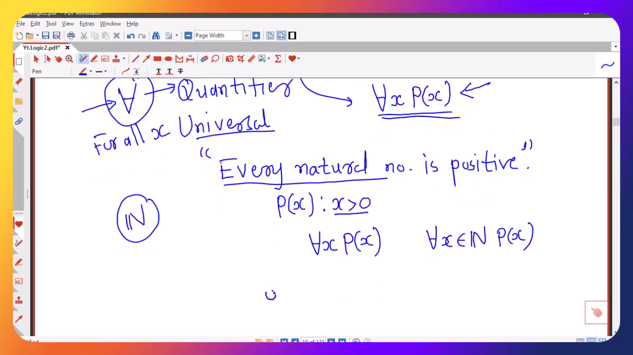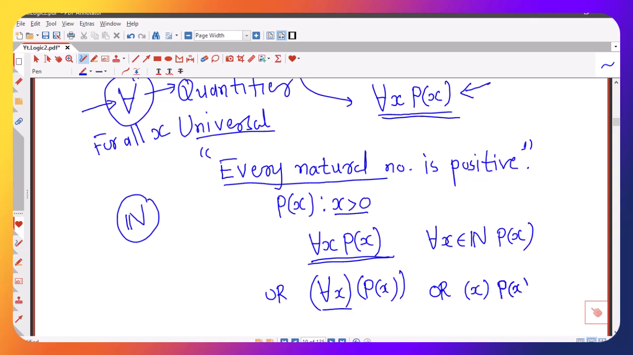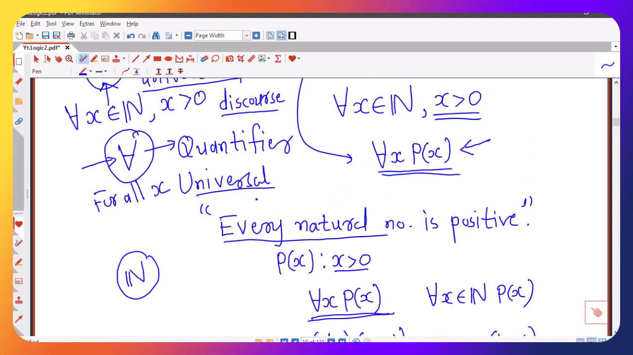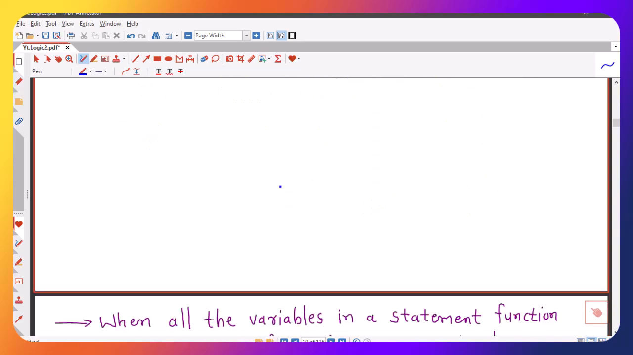Some authors write in this way also. They write for every x in brackets and this also in brackets. So some authors are using brackets, some authors are not using brackets. They write simply in this way. Some authors are simply using x instead of this symbol: for every x, p(x) is true. So we should be familiar with different notations. So this is about universal quantification of a statement function.